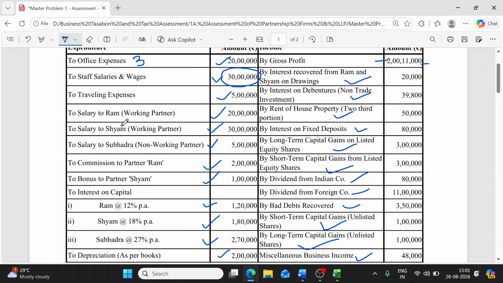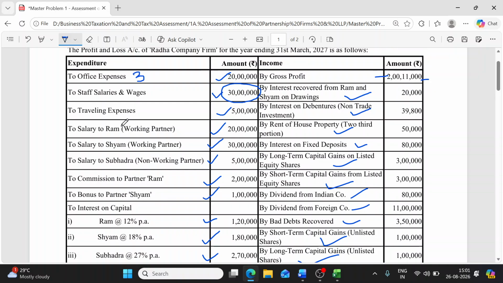If it is given, then the partnership firm cannot claim the same as a deduction. They cannot get the deduction for the remuneration paid to a non-working partner. They'll get the deduction only for the remuneration paid to a working partner. Okay, so Ram has been paid 20 lakhs as a salary.